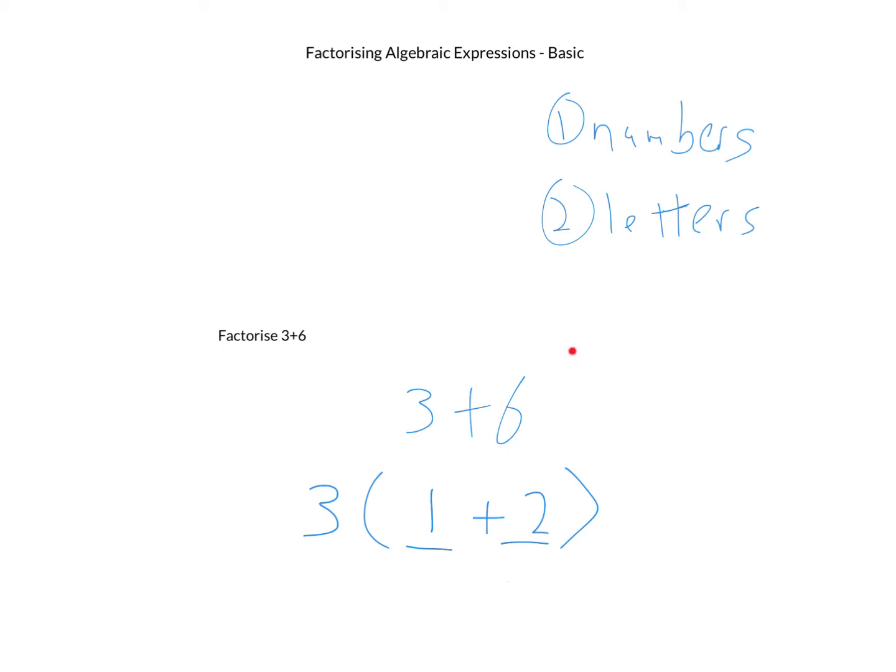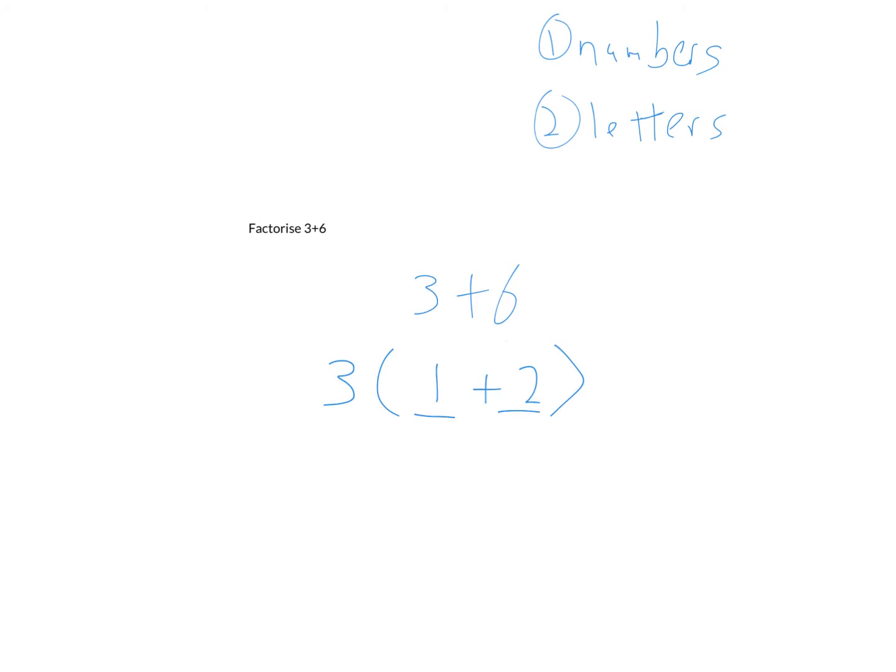If I did want to double check that I've done this correctly, well, I could just multiply 3 by 1 here. 3 times 1 gives me 3. I could multiply 3 by 2 here, which would give me 6. Right, that's not what they've asked me to do. They've just asked me to do the factorizing. But I could double check by multiplying it. 3 times 1 does give me 3. 3 times 2 does give me 6 here. Again, it's not necessary to actually write that bit at the end, unless they ask you to check your work.